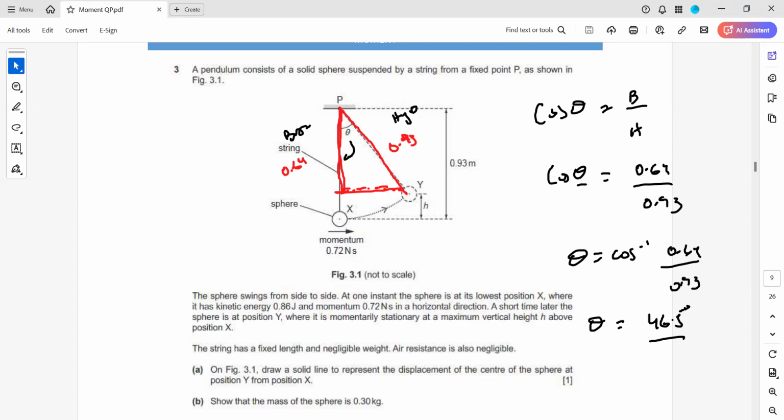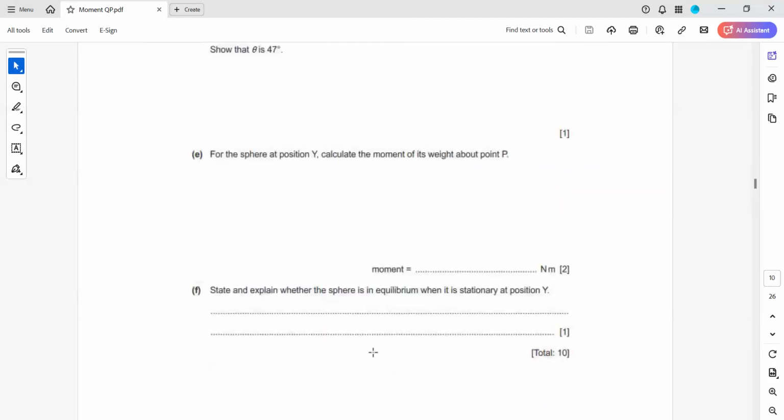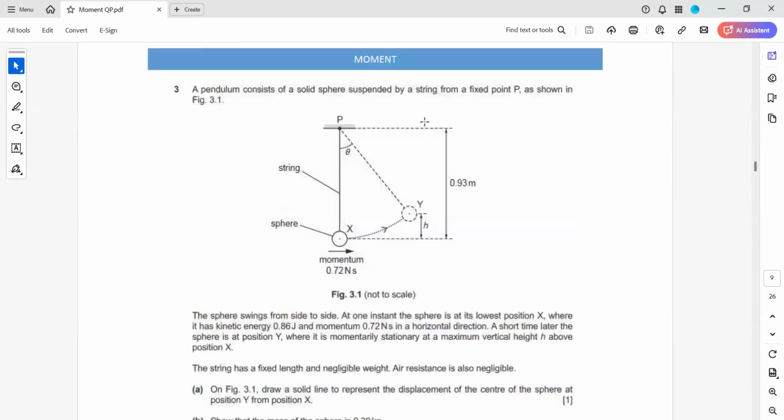The next part: for a sphere at position Y, calculate the moment, the turning effect about P. So this angle we work out, it is 46.5, about 47. Weight is acting downward. This weight will have two components. If we continue this line, this angle will also be 47. So this weight will have the two components.